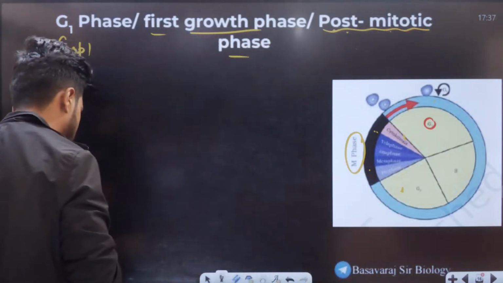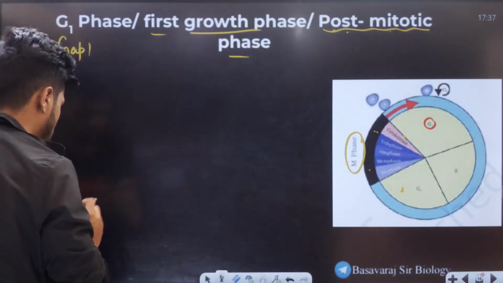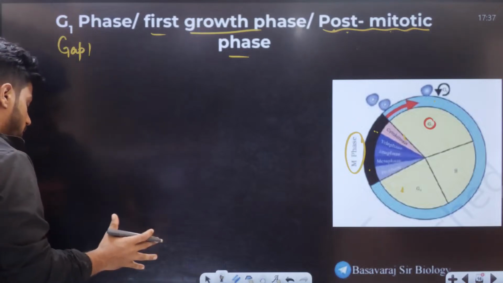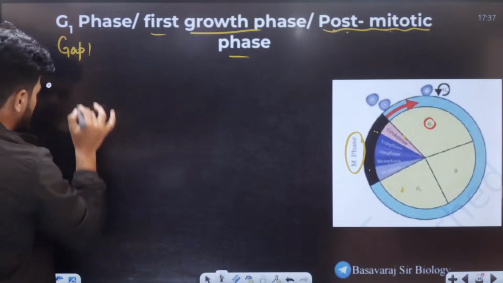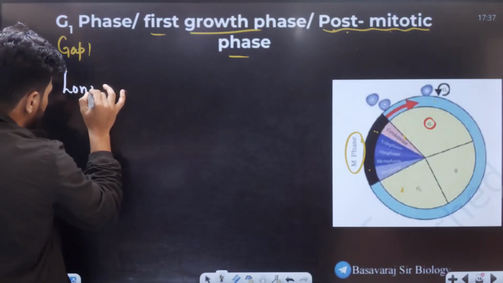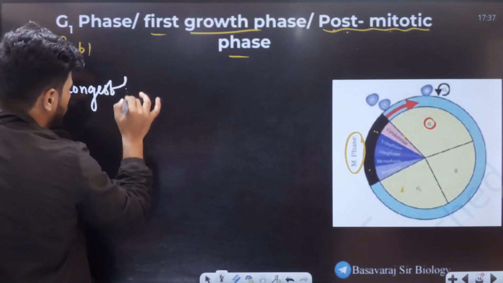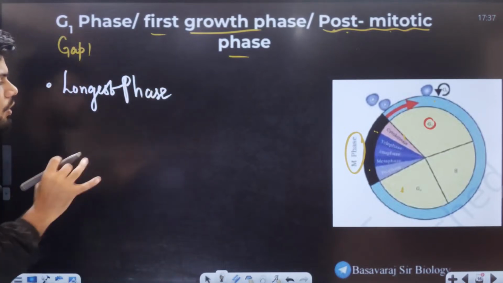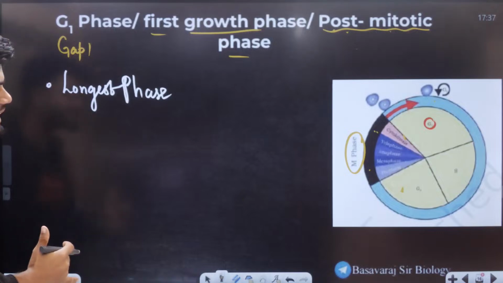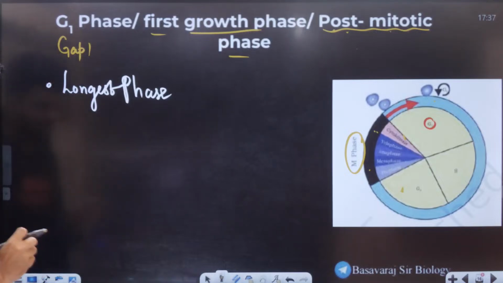What exactly happens with G1? First of all, understand, students, this is actually the longest phase. It is actually the longest phase in the entire cell cycle.